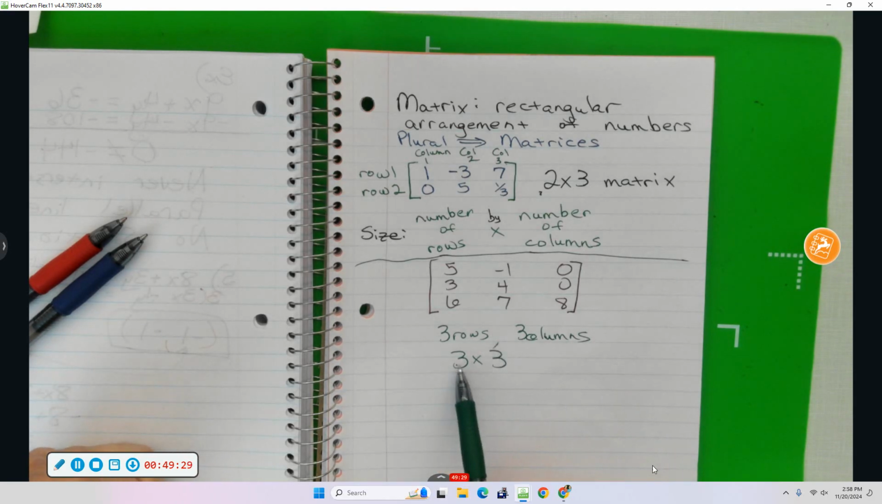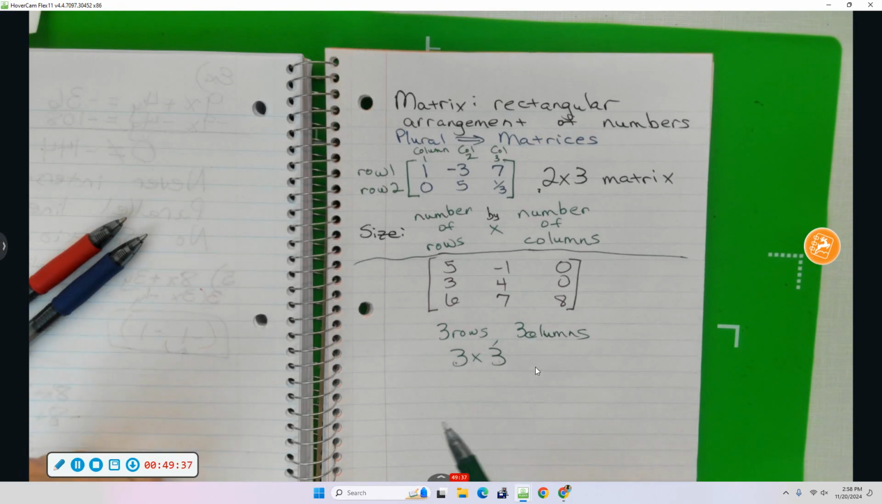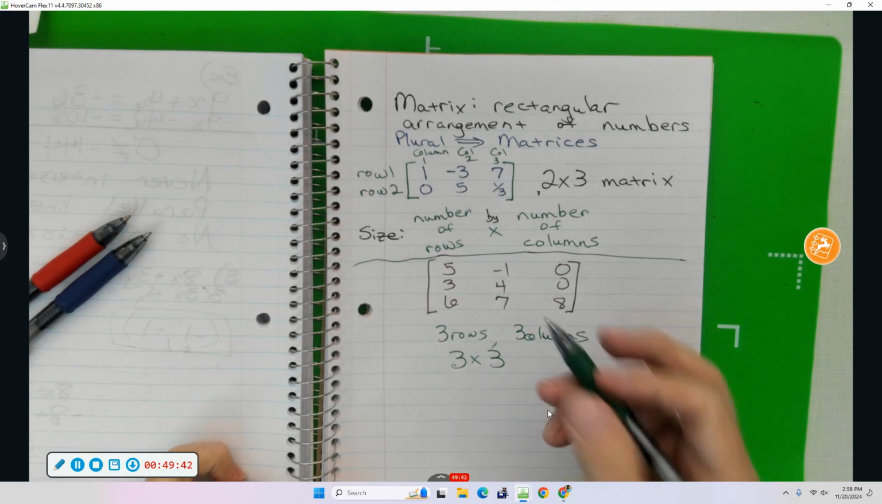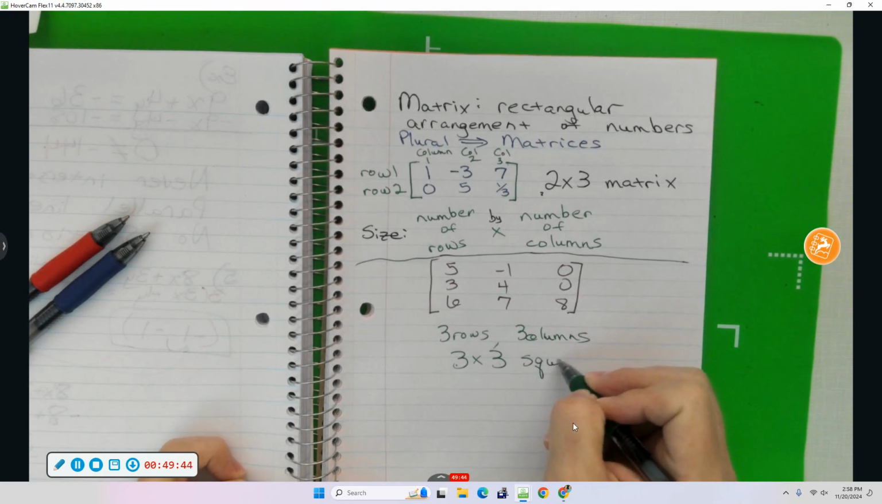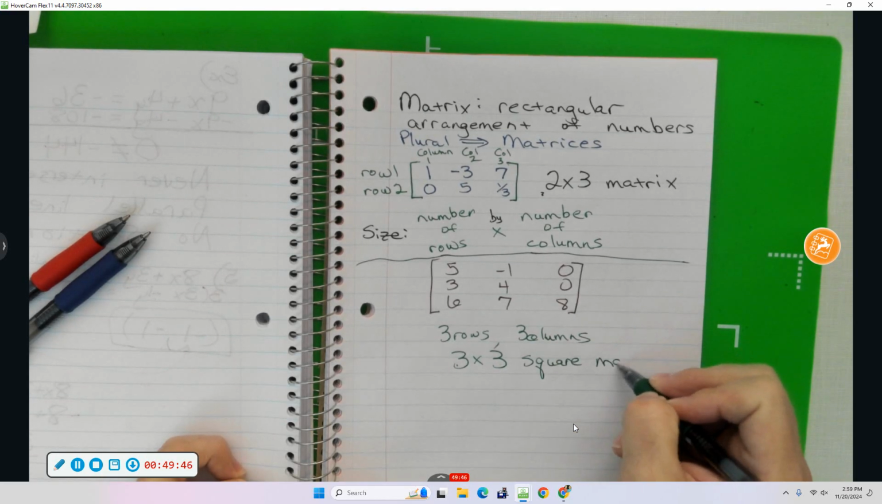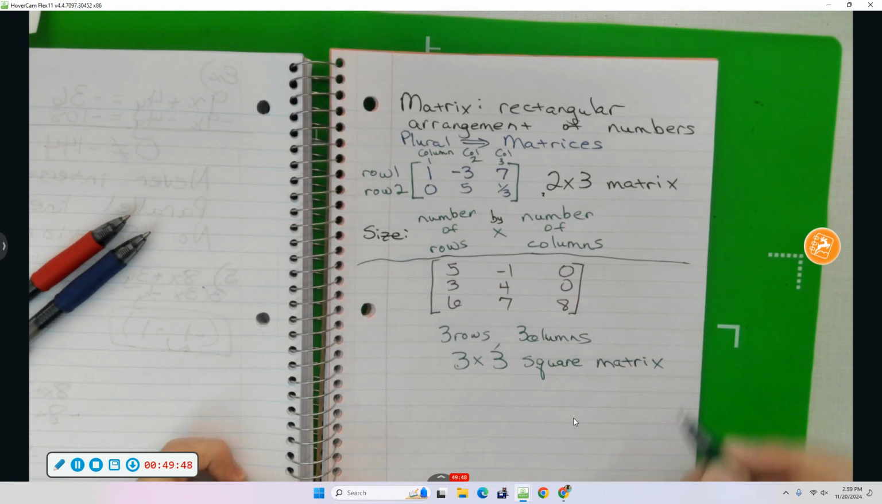If you have a 3 feet by 3 feet rectangle, we call that a square. If the 2 dimensions are equal on a rectangle, we call it a square. Likewise, a 3 by 3 matrix, we call that a square matrix. I want to mention that because in a little bit, we're going to be finding determinants for square matrices.